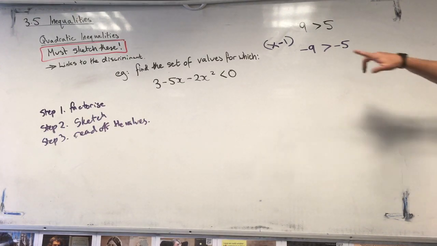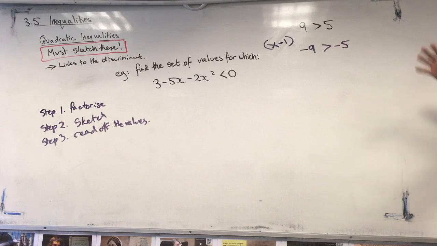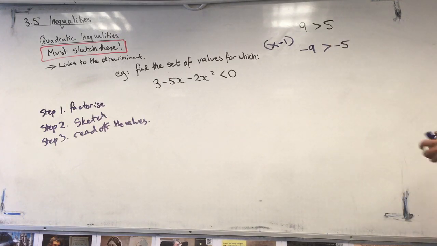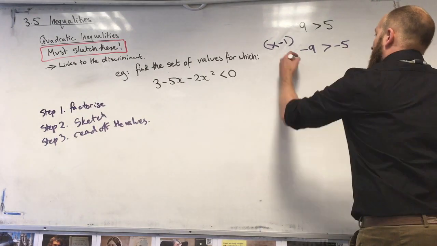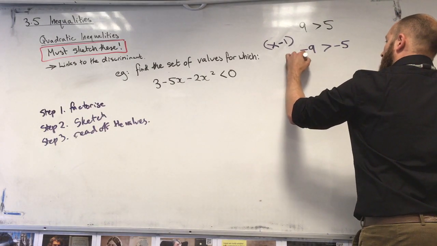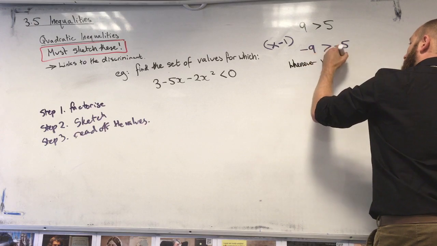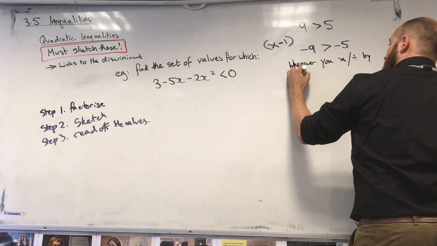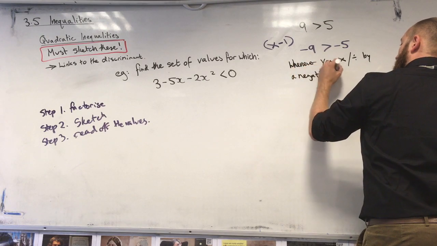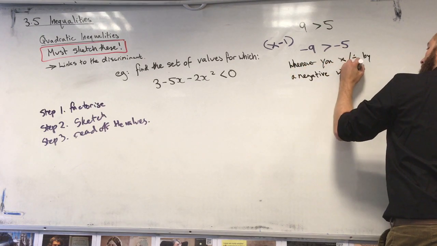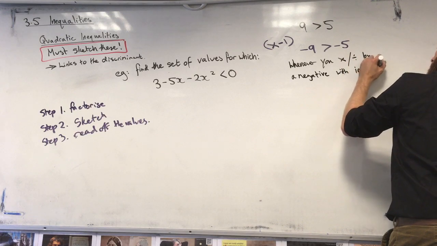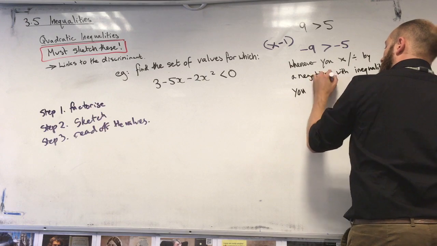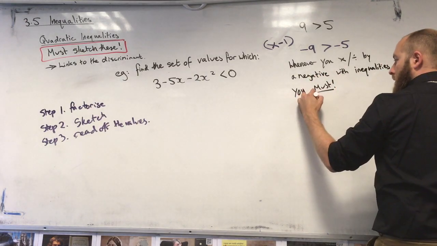So whenever you times by a minus or divide by a minus when we're looking at inequalities, you have to change the sign around too. So if you could put that into your notes, whenever you times or divide by a negative with inequalities, you must change the sign.